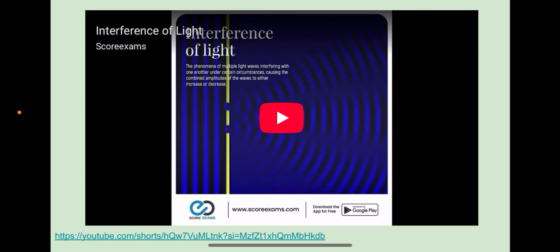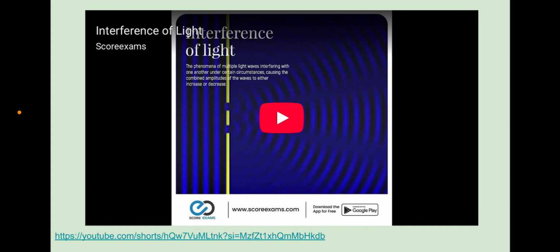And now for interference of light waves. Young's double slit experiment demonstrated that light behaves as a wave because it produces an interference pattern, something that only occurs when waves interact.